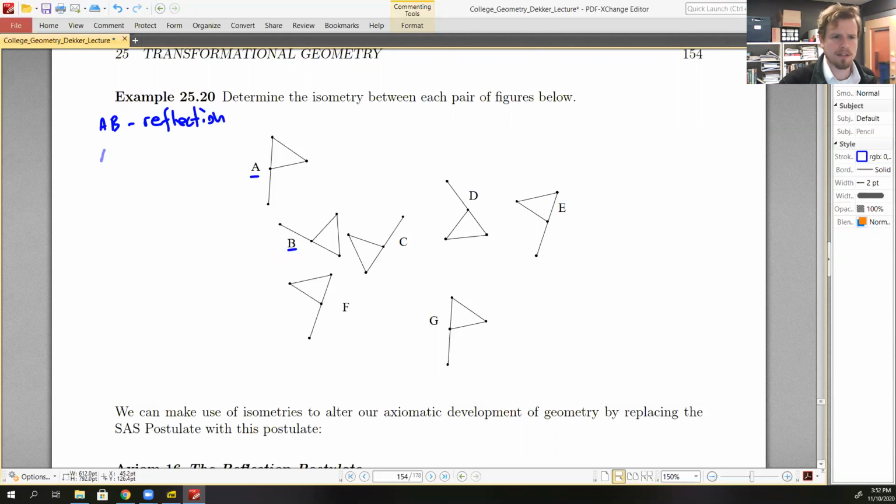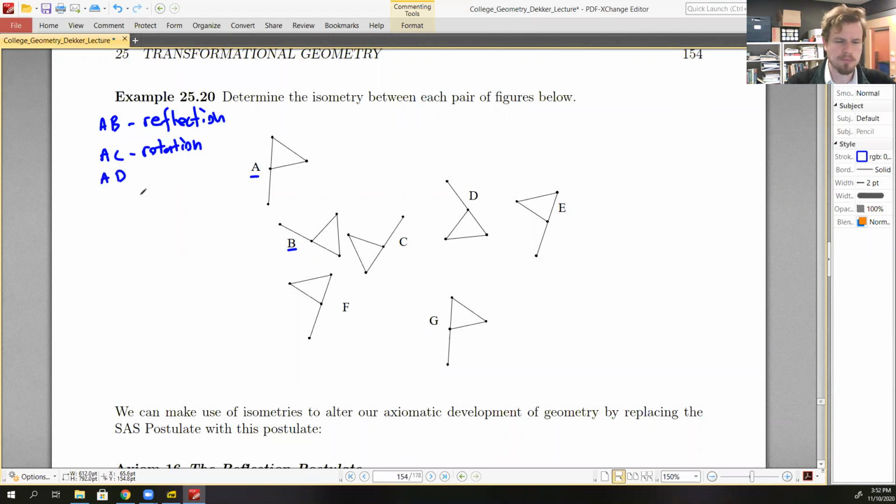All right, let's look at AC then. To get from A to C, you might notice that we have a flag to the right and a flag again to the right. So in this case, orientation is preserved, so it either has to be a rotation or a translation. Clearly, we didn't just slide this down, so this must be a rotation.